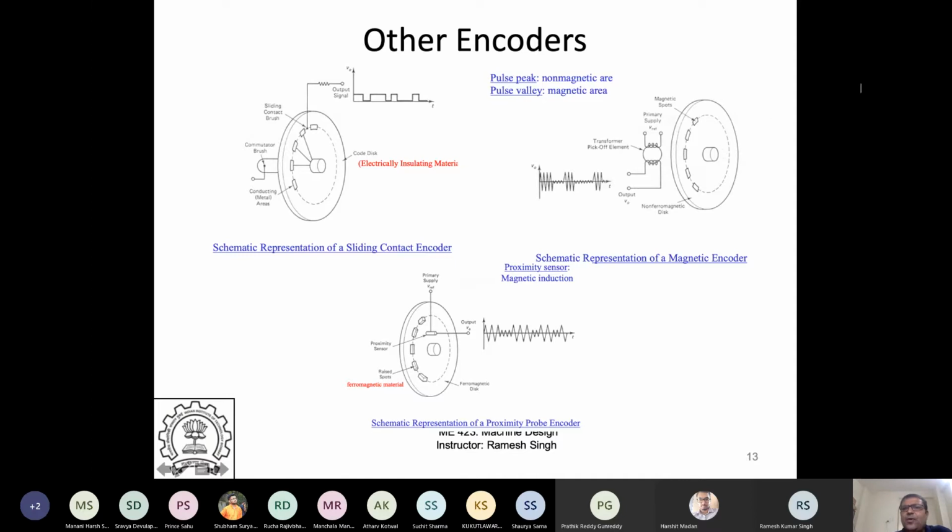But a magnetic encoder is again very similar. You will have magnetic spots there, and you basically pick up whenever you hit the magnetic spot, right? Whenever you get close to this magnetic spot, you will get a peak. So basically pulse values in the magnetic area, and pulse peak would be in the non-magnetic area. That's how you would actually get the data. So you get peaks and you get valleys, so you can count. The principle is a proximity sensor based on magnetic induction, right? So there are magnetic and optical encoders.